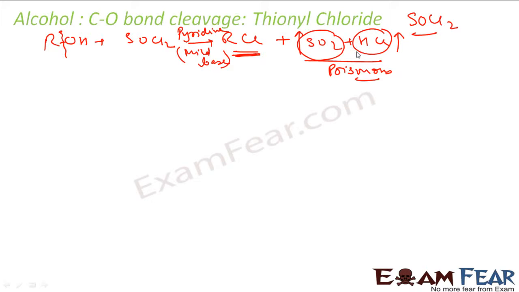So we'll see the reaction mechanism on this. So let's see, CH3CH2OH. Correct. Let's see this reaction mechanism. So I have SOCl2. This is how I have this guy, SOCl2.